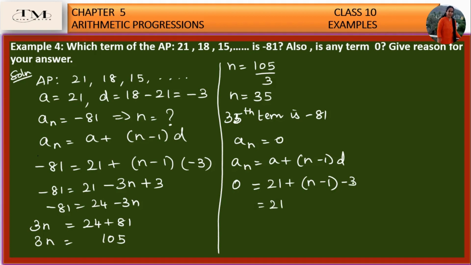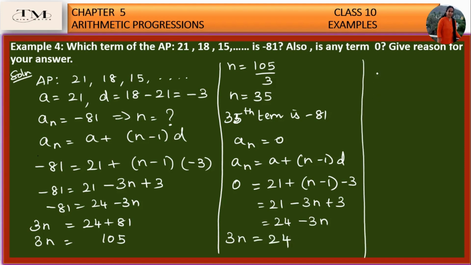So it is 21 plus n minus 1 into minus 3. Plus into minus is minus, 3 into n is 3n. Then minus into minus is plus, so plus 3. So it is 24 minus 3n. I am taking minus 3n to the left hand side. It will become 3n. 3n equal to 24. Since 3 is in product, n will be equal to 24 divided by 3, which is equal to 8. So we got n is equal to 8.